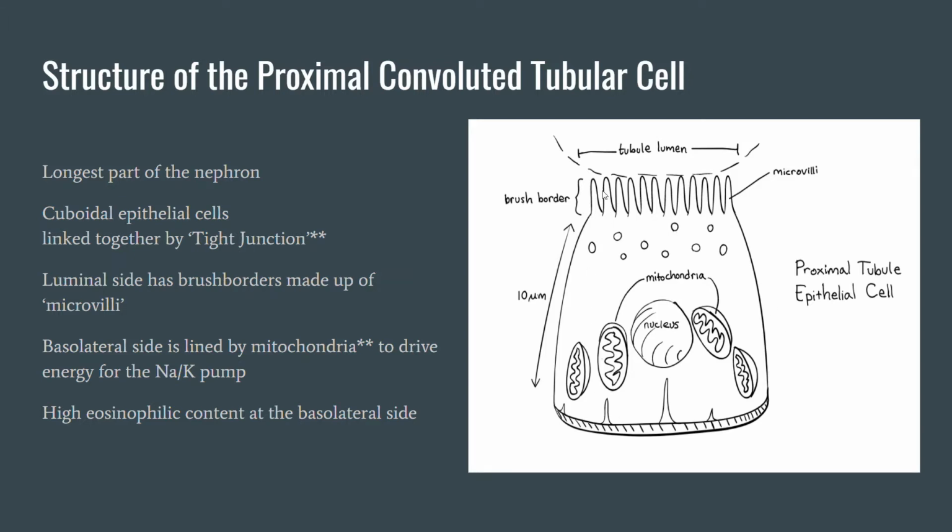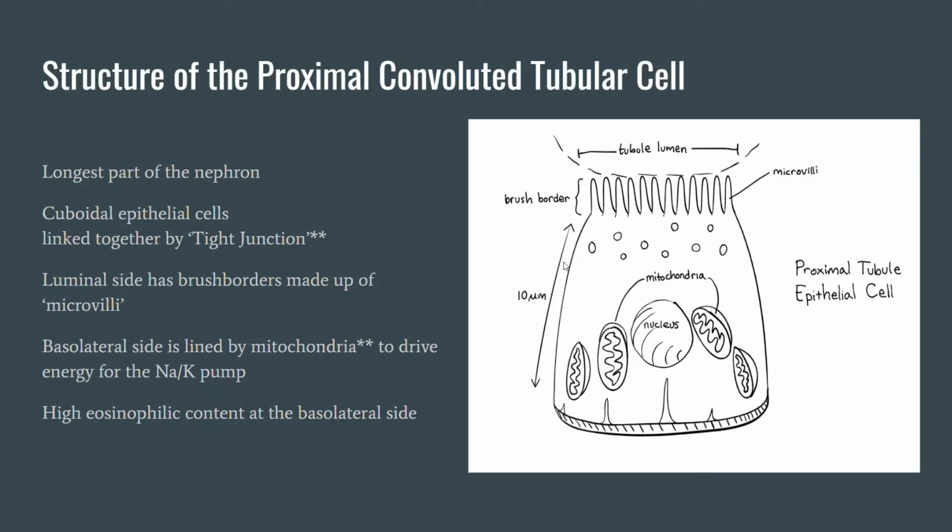So this side of the membrane is the luminal side of the membrane. It lines the lumen, and it is highly specialized in the fact that it has a lot of brush borders and microvilli specifically, and these increase the surface area for reabsorption and secretion.